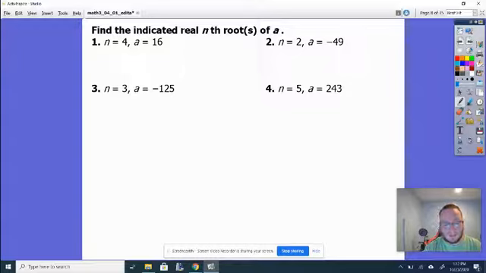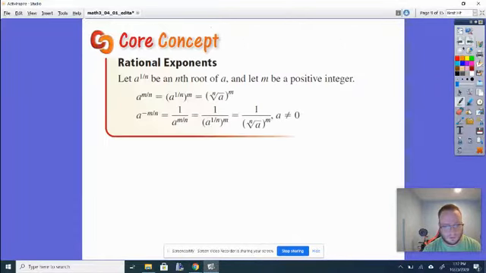Okay, this is just more practice. This is already going to be a fairly long lesson, so I don't want to spend too much time on this one. So I'm going to go ahead and go to the next one.